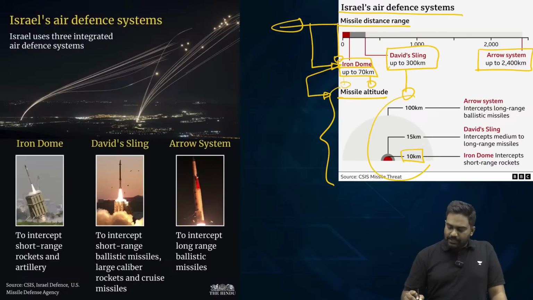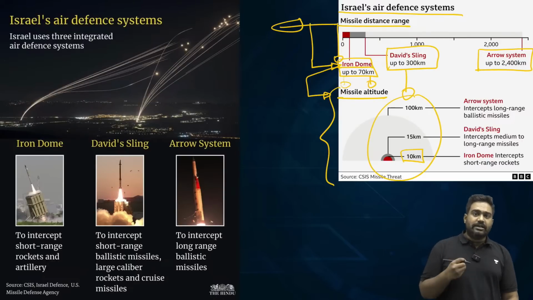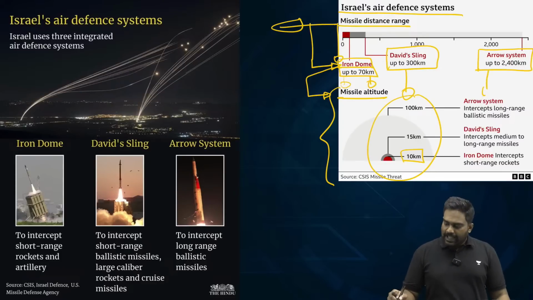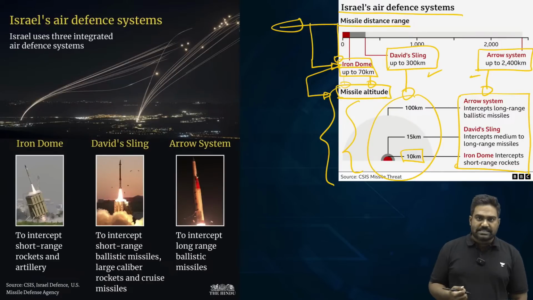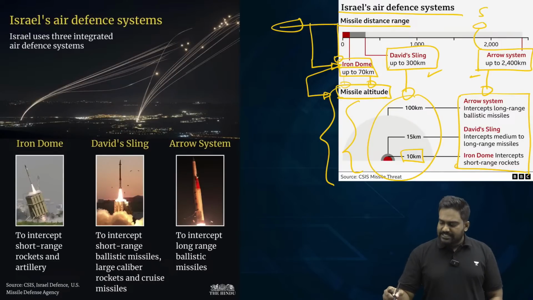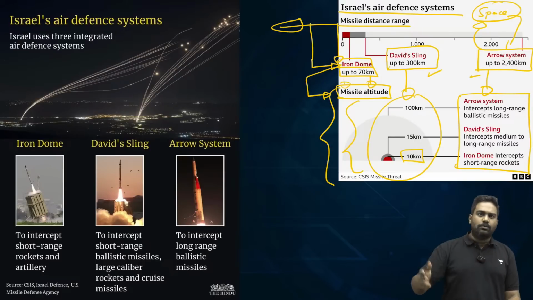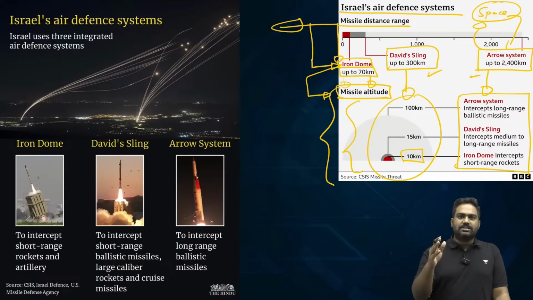David Sling is meant for medium range ballistic and cruise missiles. Arrow is meant for long range ballistic missiles. So their range increases, as you can see in this picture over here. They can carry out interception at higher altitudes, meaning they can intercept even ballistic and cruise missiles. Arrow can even intercept ballistic missiles in outer space because ballistic missiles take a parabolic path. They move out of the Earth's atmosphere, briefly travel in space and re-enter back into atmosphere.